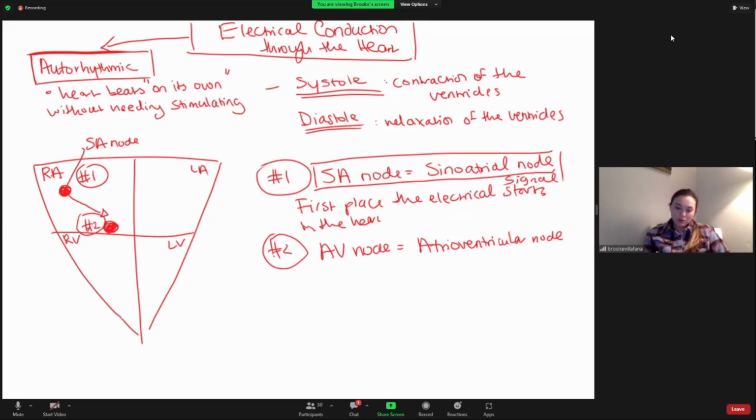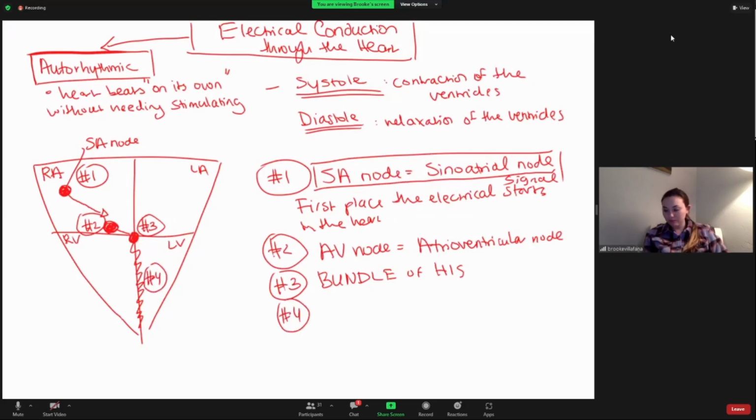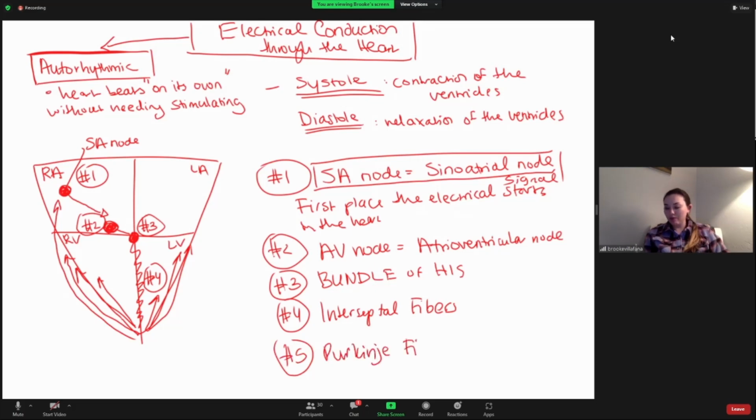And then we're going to go to our bundle of His next. So right here, this is going to be number 3. Number 3 is the bundle of His. This is the next location that the signal travels. Then it goes down interseptal fibers. So that's number 4. And then the last spot the signal travels is up the Purkinje fibers, which kind of loop all the way through the heart muscle on either side. Okay, so that's number 5. Purkinje fibers. And one Purkinje fiber will start the next signal.